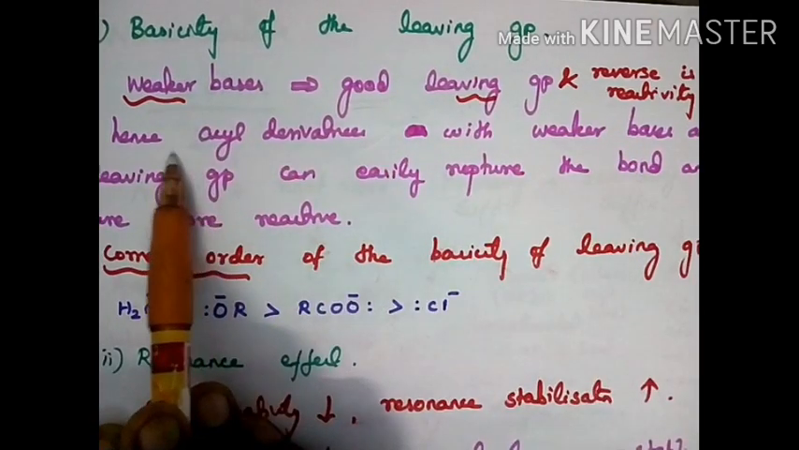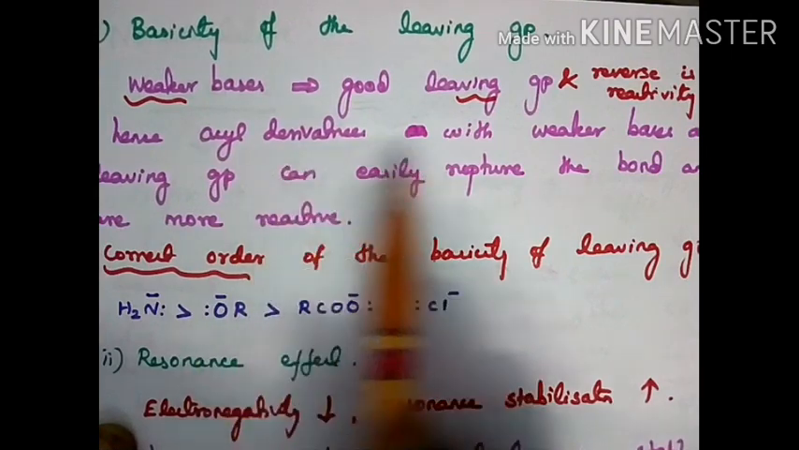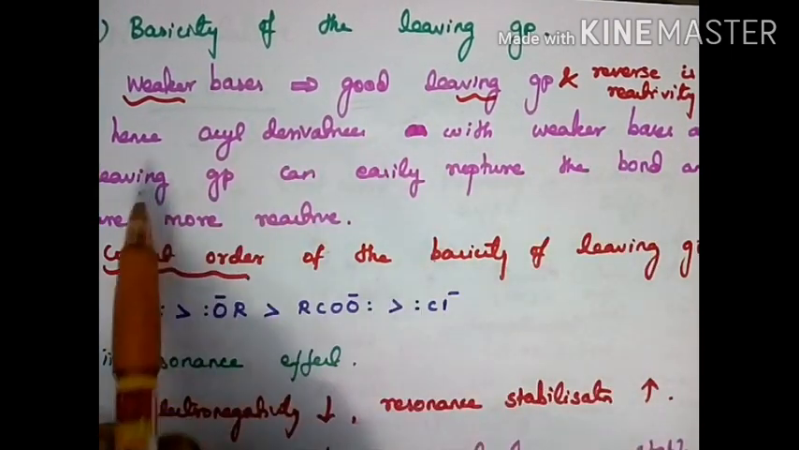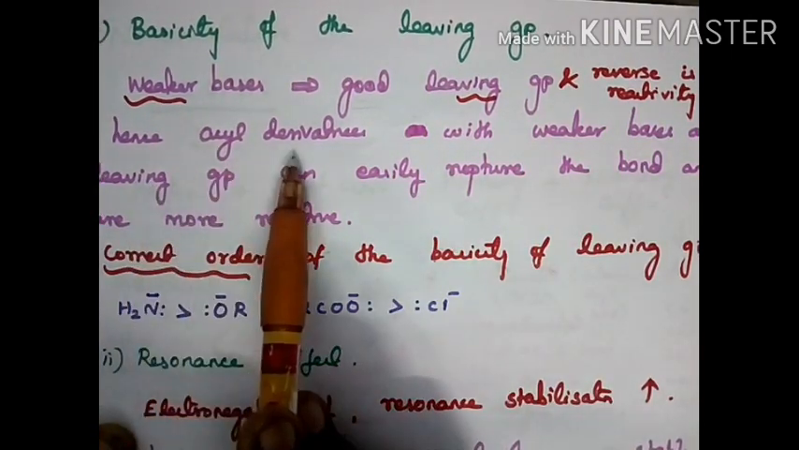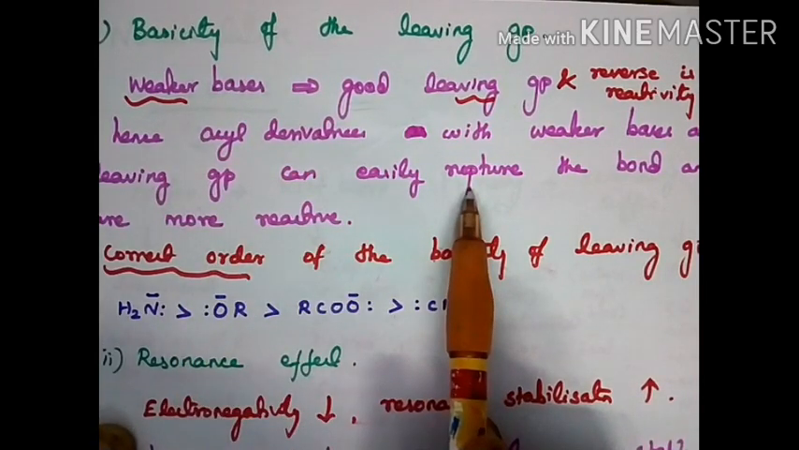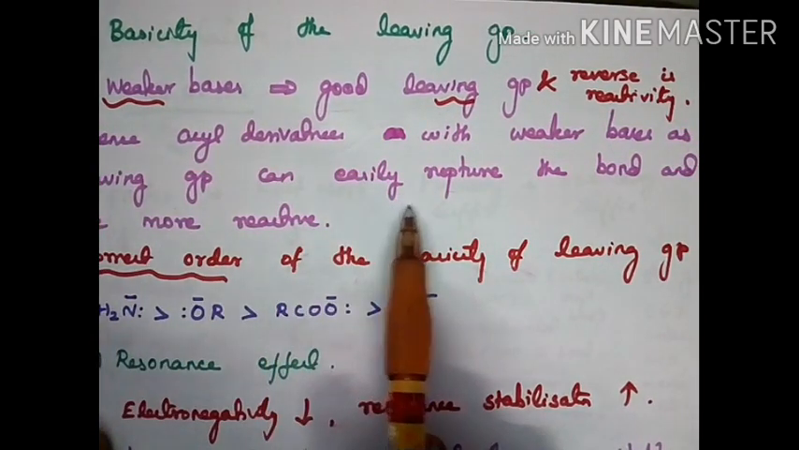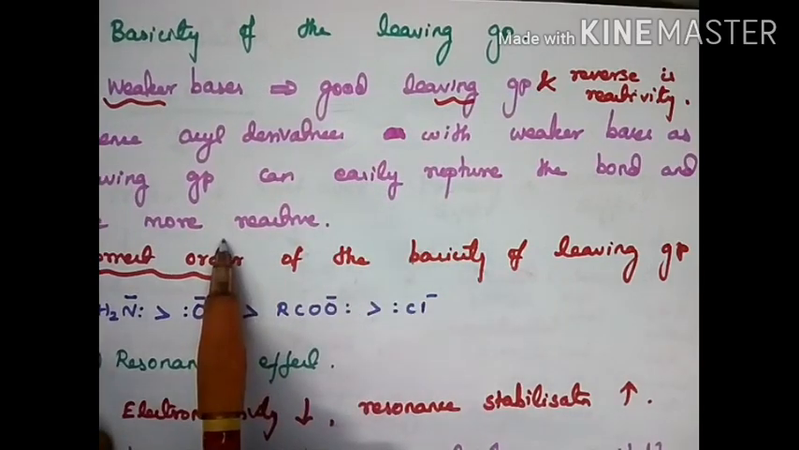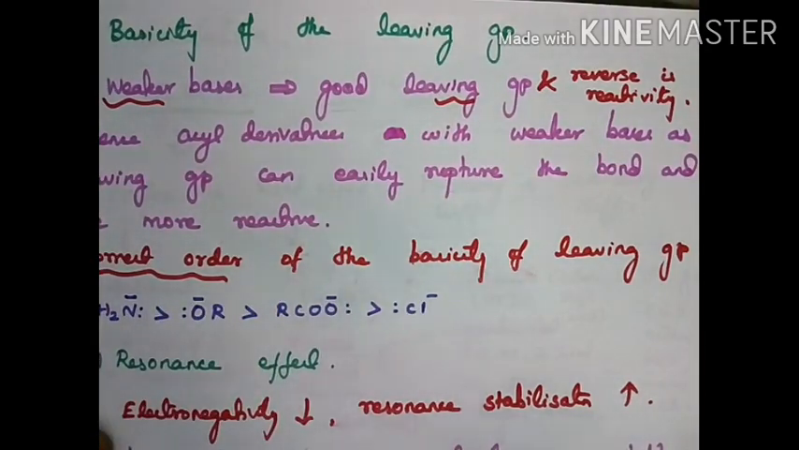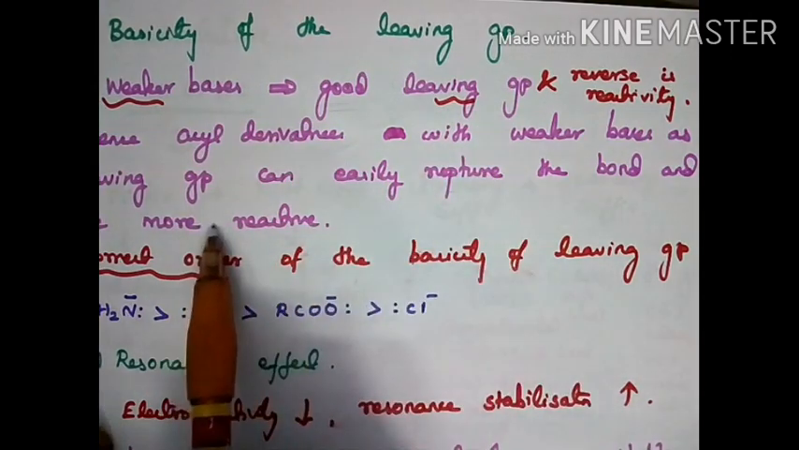Now, we already discussed what acyl is: the CH3CO group. Acyl derivatives with weaker bases as the leaving group are more reactive, because the leaving group can easily rupture. Rupture means breaking the bond. Easily breaking the bond means more reactive.